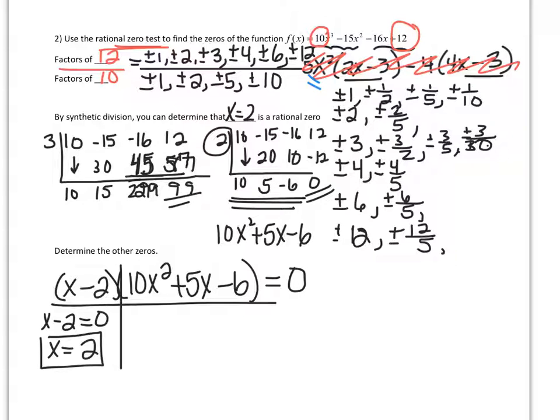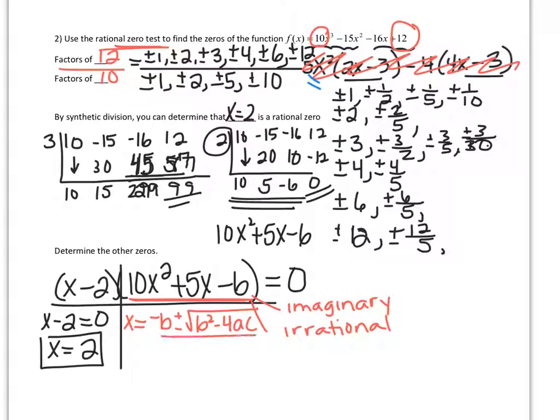But if this trinomial here is not factorable, the only type of roots that we're going to have are either imaginary roots or irrational roots. Irrational meaning with radicals. So how do I find the factors of a trinomial that can't be factored? Nothing other than the quadratic formula. So x equals -b plus or minus the square root of b squared minus 4ac all over 2a.